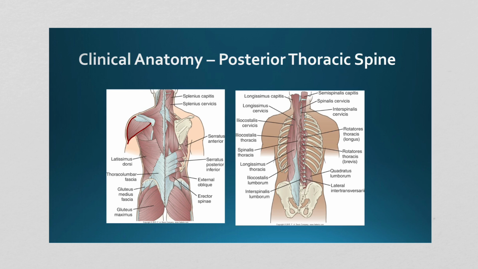And that posterior portion is going to do what? Great. It's going to extend the glenohumeral joint. So that's going to be the deltoid muscle. You can see that there. We'll palpate that in lab.